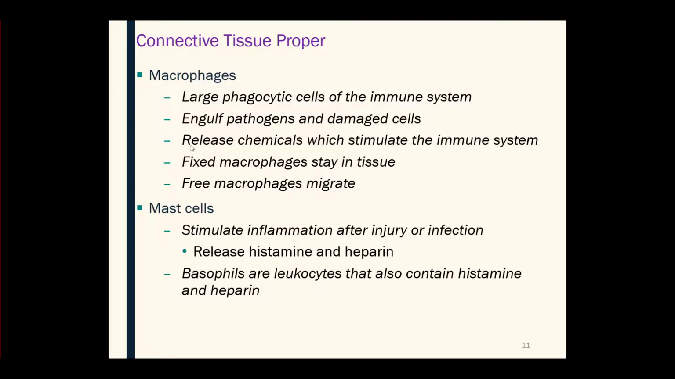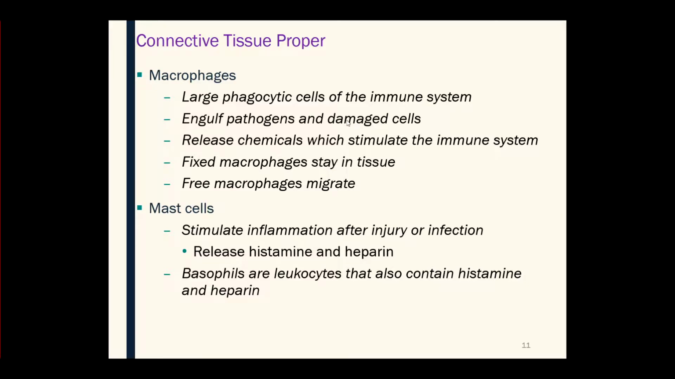The remaining four cells are white blood cells, guys. So macrophages are really important cells. These are large phagocytic cells, meaning that they do cellular eating, right? Phagocytosis is cellular eating, right? And they're a big part of our immune system. So their job is to engulf pathogens. Again, if you don't know what this word pathogen means, it's a disease causing organism, right? So they engulf pathogens or even damaged cells.